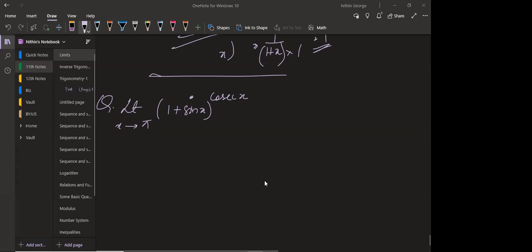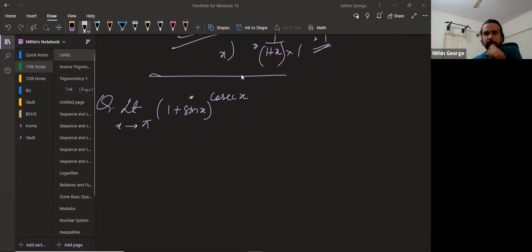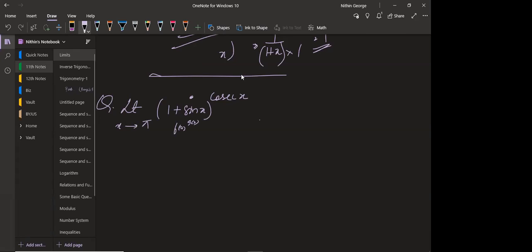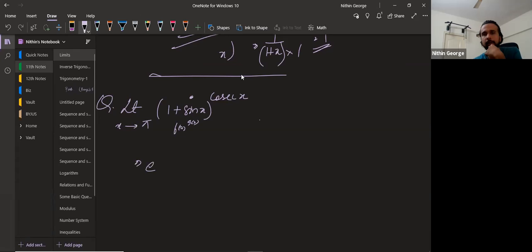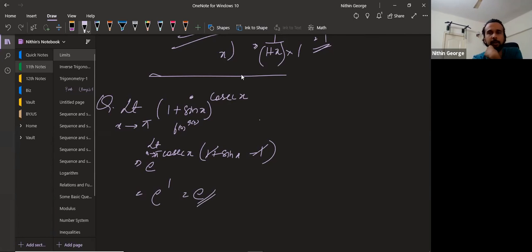So e, sir. Yeah. What is this? This is f of x raised to g of x form. So you write this: e power, limit x tends to pi, of x into (f of x minus 1), which is 1 plus sin x minus 1. This cancels out, cosec x and sin x. You get e power 1, which is e itself. Got that?